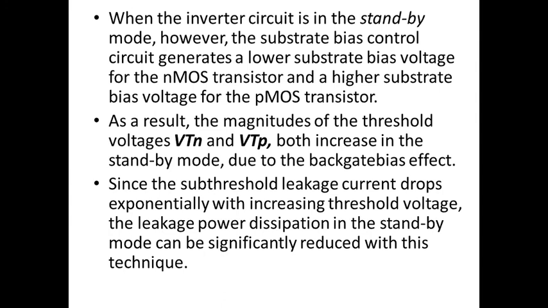When the inverter circuit is in the standby mode, however, the substrate bias control circuit generates a lower substrate bias voltage for the NMOS transistor and a higher substrate bias voltage for the PMOS transistor. As a result, the magnitudes of the threshold voltages VTN and VTP both increase in the standby mode due to the back bias effect, or you can say the substrate bias effect, also called the backgate effect. Since the subthreshold leakage current drops exponentially with increasing threshold voltage, the leakage power dissipation in the standby mode can be significantly reduced with this technique.